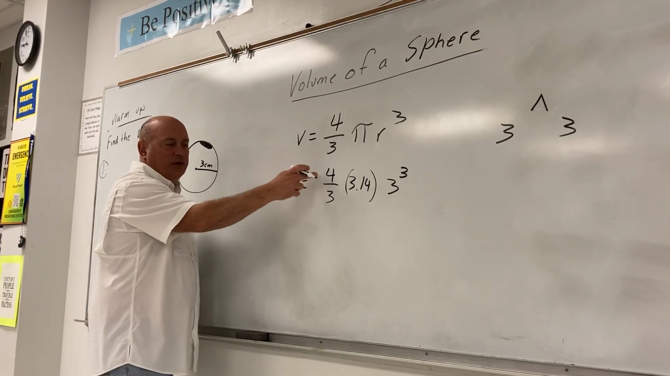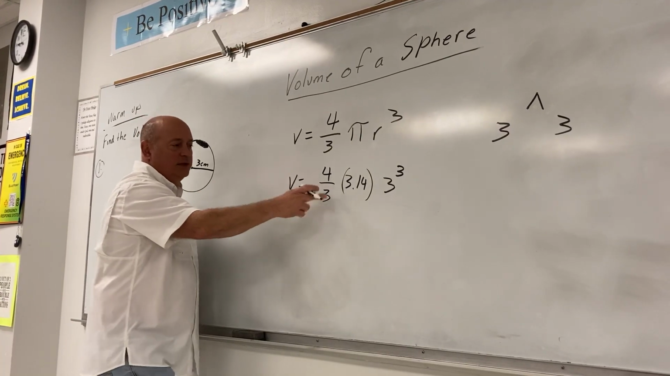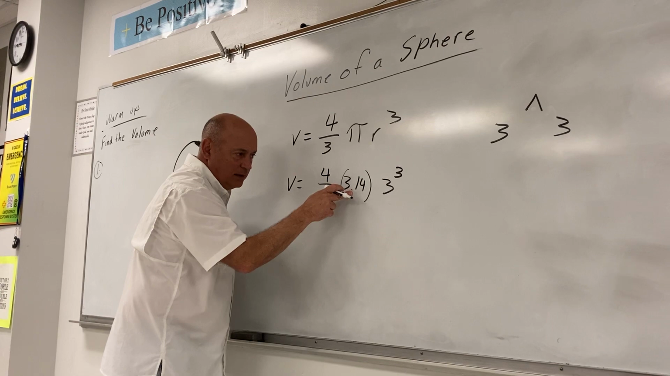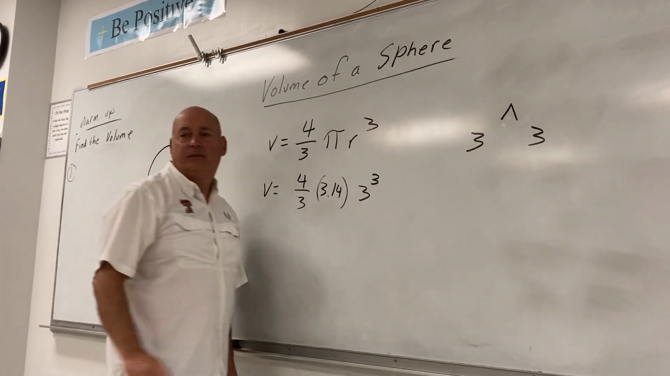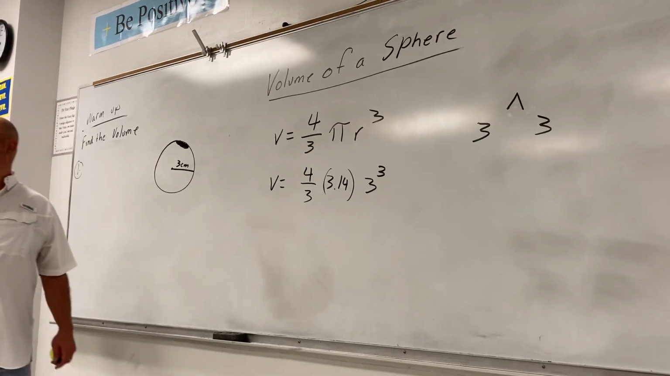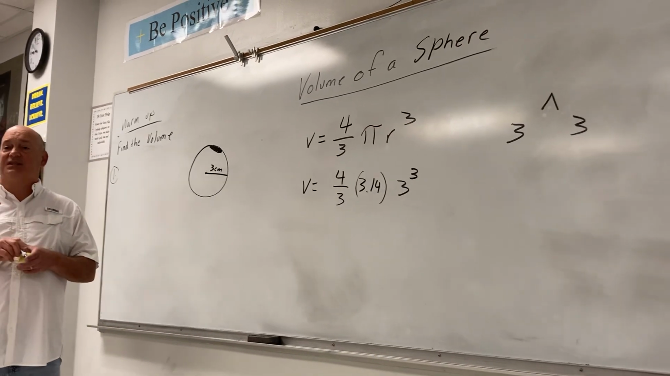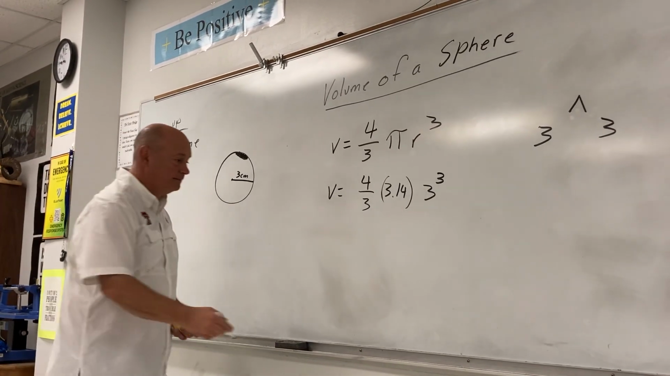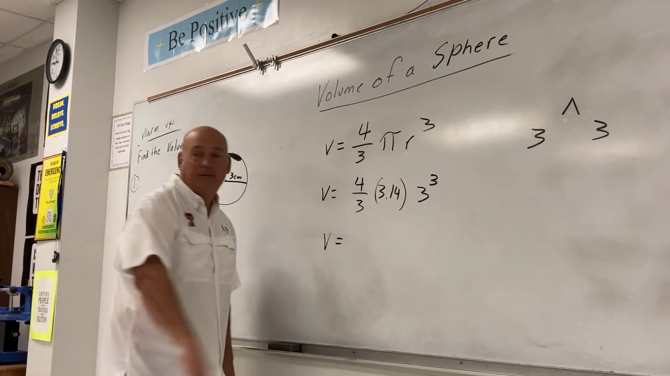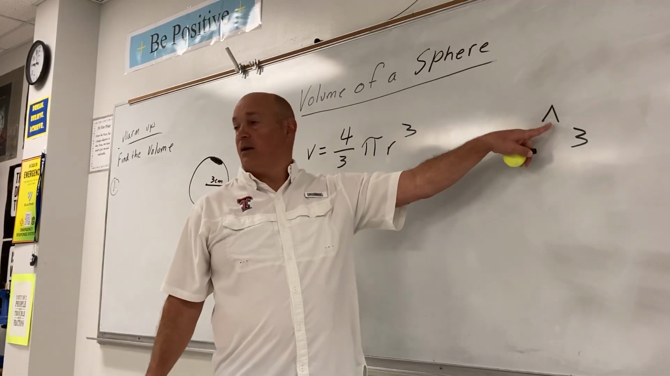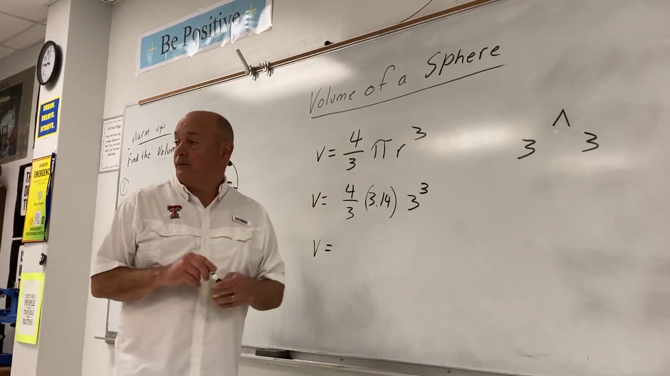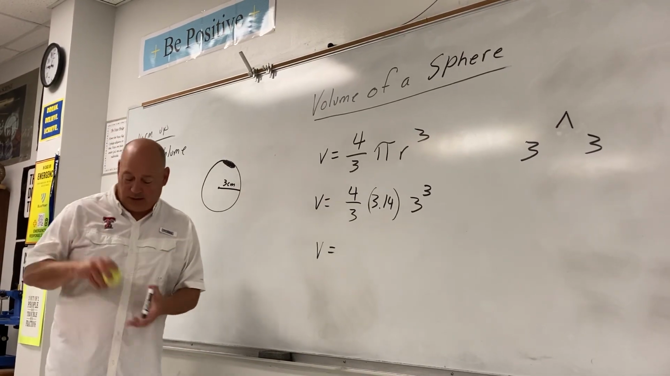How do I type in 4/3? 4 divided by 3, times pi, times 3 caret 3. Hit enter. Joseph's going to tell us what his calculator says. It's right below the clear.